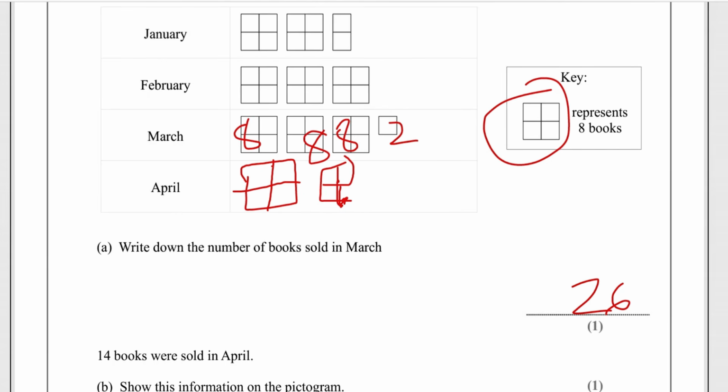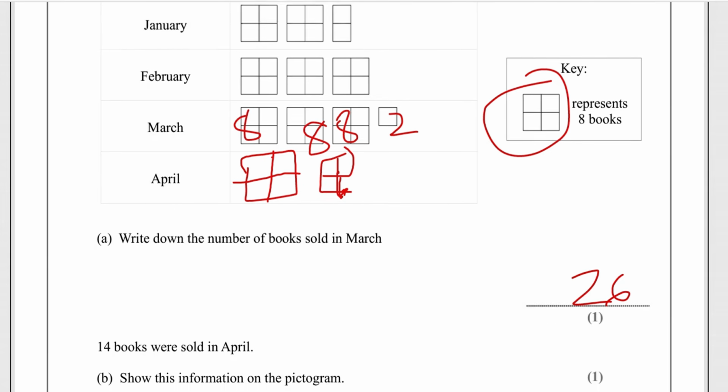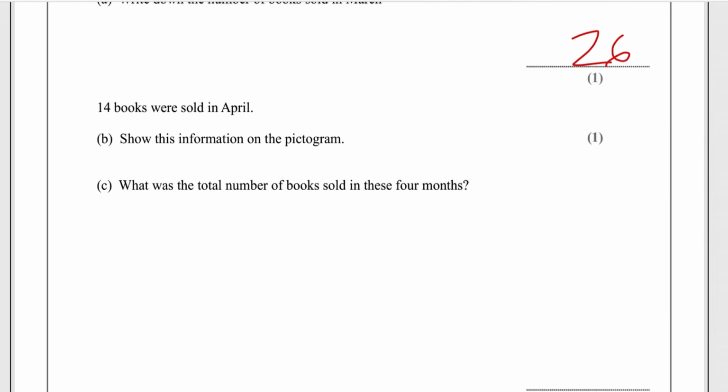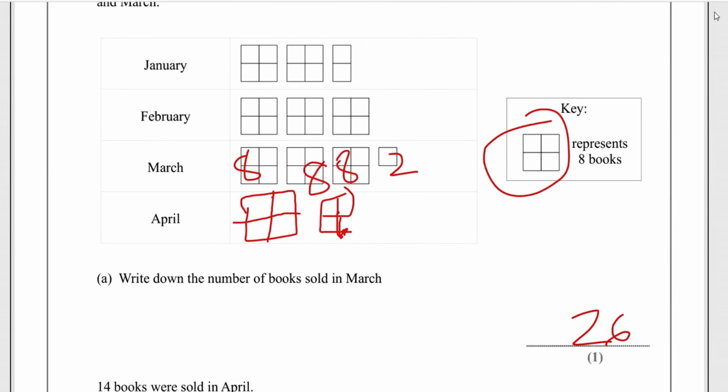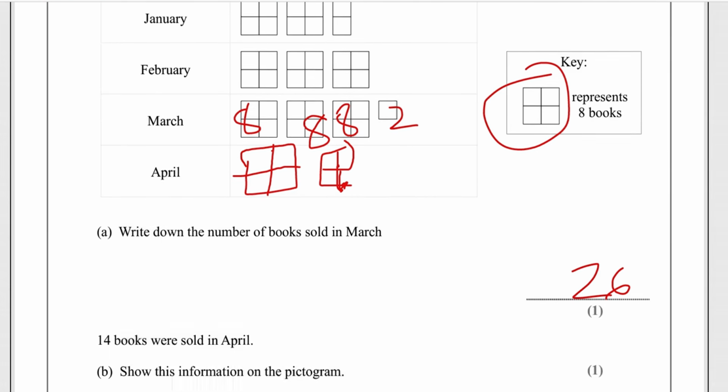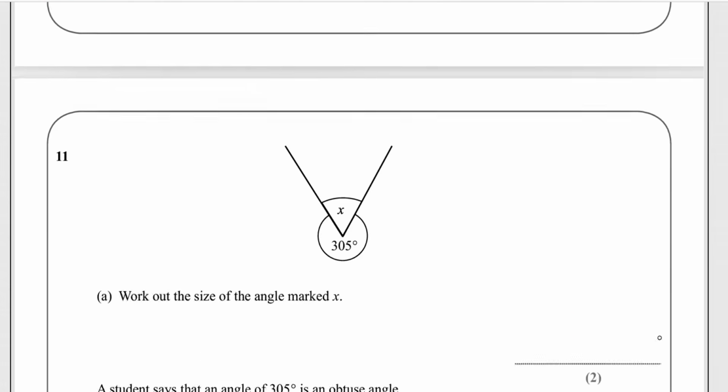Okay. Then the next thing they said, add up for the total for the 4 months. So I'm sure you can do that. You just add for each, 8, 8, 4. Add for each of them and you get the total. Okay, let's move on to the next question.